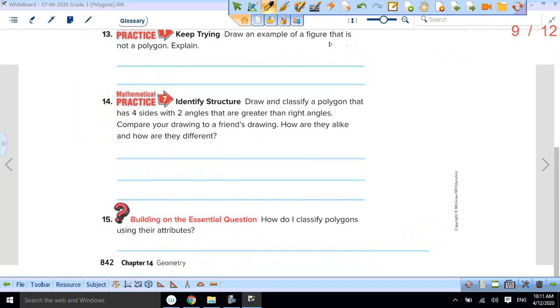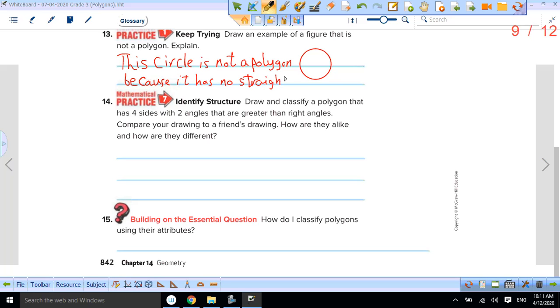Draw an example of a figure that is not a polygon and explain why. This one, for example. This is not a polygon. Why? This circle is not a polygon. Why? Because it has no straight sides.